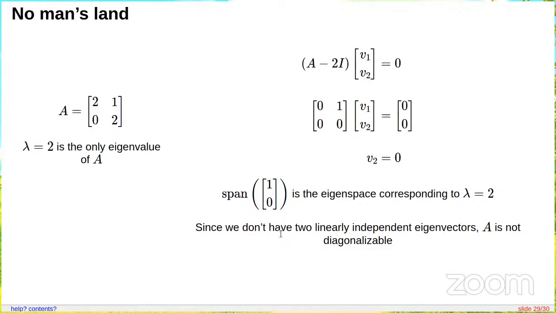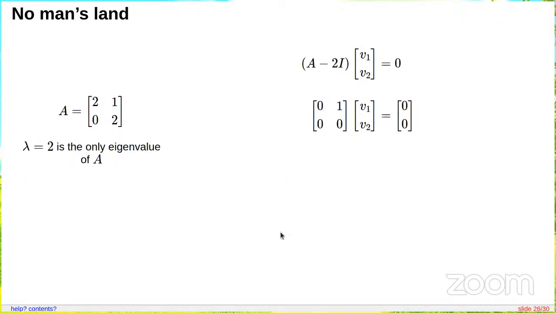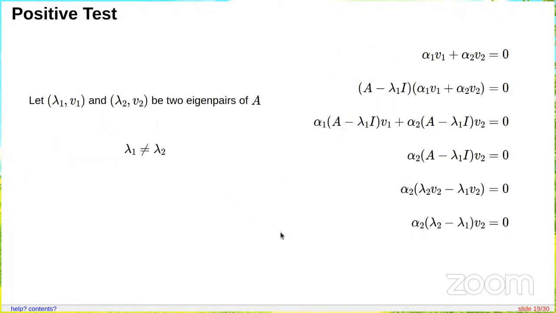Sir, at the end of case 2, we came across the equation alpha 2 times (lambda 2 minus lambda 1) v2 equal to 0. So can we use this to say that in case lambda 2 equals lambda 1, we can't be sure whether alpha 2 is 0 or not, and that is why we are in that no man's land? Right. Okay, that's a good point. So if we start from here, assuming that this is equal, then if we go through all these steps, we will end up here, right?